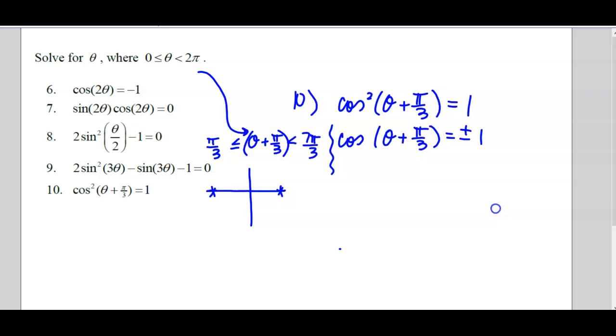But we're going to add pi over 3, so I think there's 2. Question: why is the domain bigger than pi over 3 and smaller than 7 pi over 3? I just added pi over 3, right? So let's put pi over 3. Oh no, 7 pi over 3.